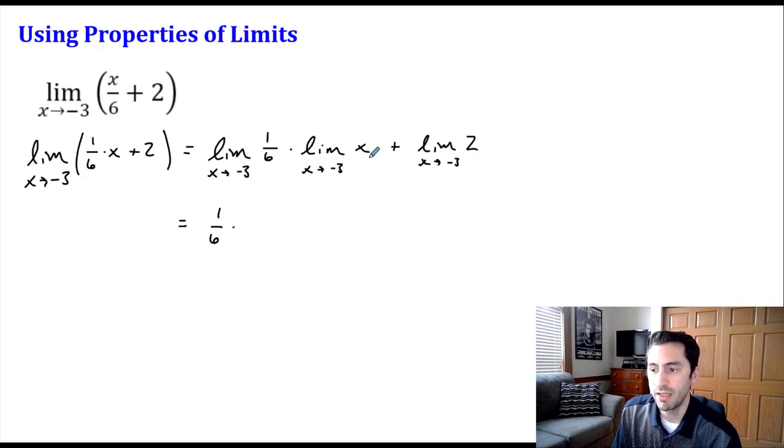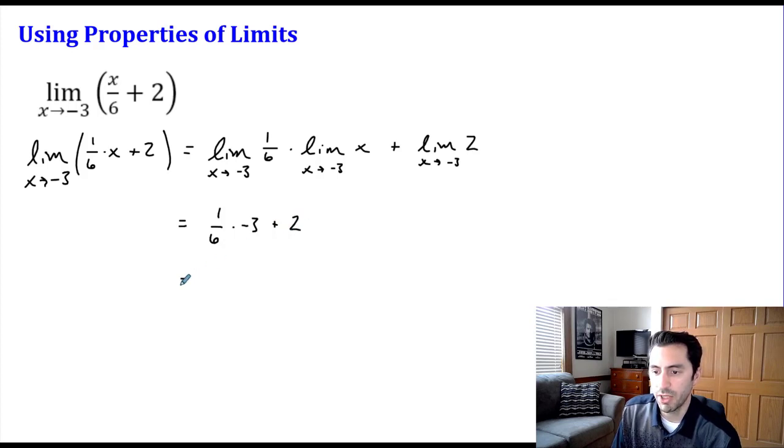Here I have an identity function. So our property says that no matter which x value I'm approaching, the limit of this is equal to that value. So remember, this is the line that goes through the origin. It has a slope of 1. So the x values and the y values are always the same. So if I'm approaching -3 on the x, my limit is also going to be -3. And then our last piece is another constant function. So this is going to stay as 2 no matter where we are.